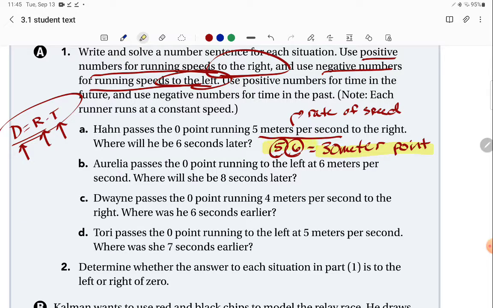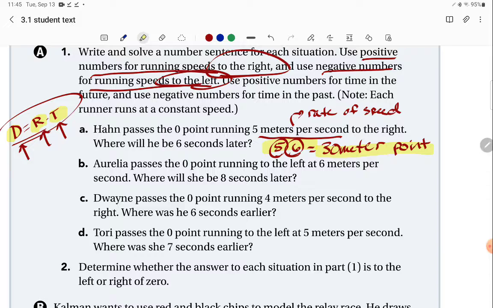That's where they're at. Make sure when you're writing these down, you know what that 5 represents. You know what that 6 represents. The 5 represents the rate at which they're running right here. The T represents the time. And when you multiply rate and time, that gives you the total distance, which in this case is 30 meters.